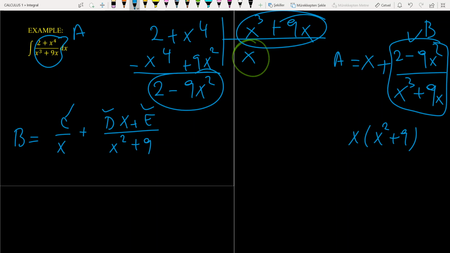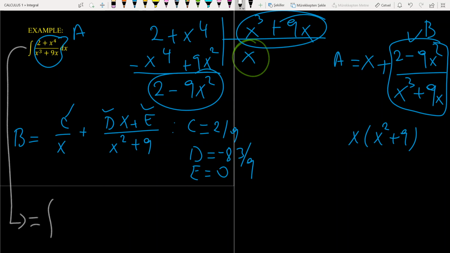C is equal to 2 over 9. D is equal to minus 83 divided by 9. And finally, E is equal to 0. Okay. Now we are ready to solve this integral.